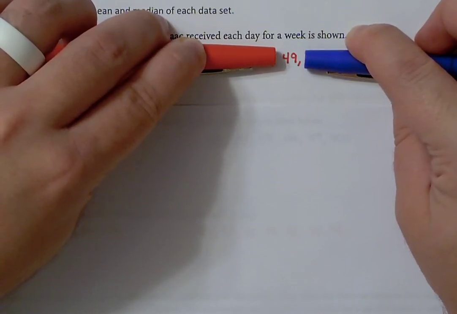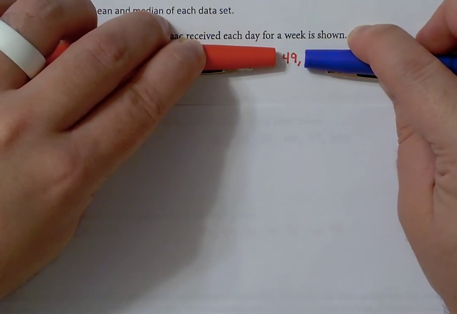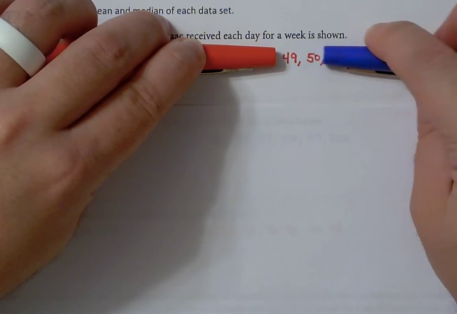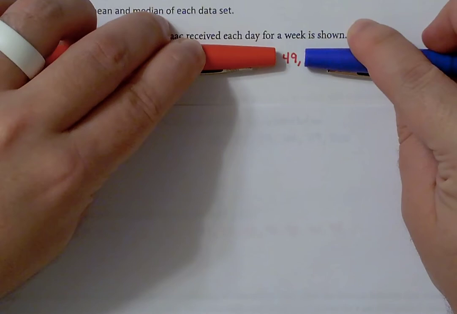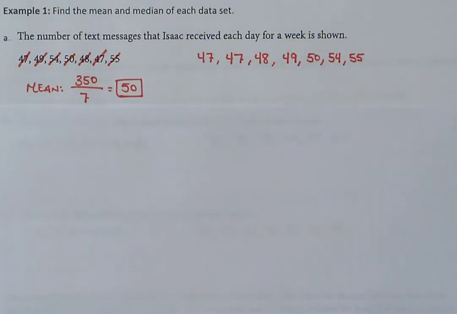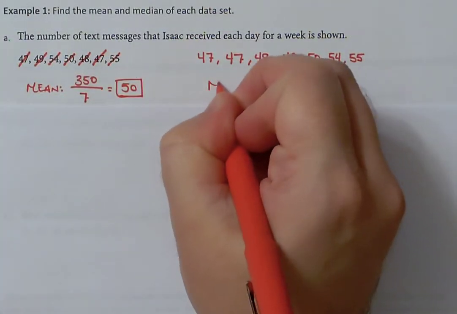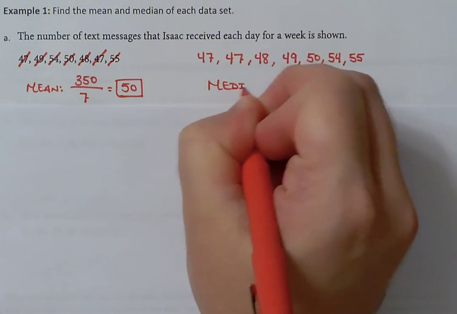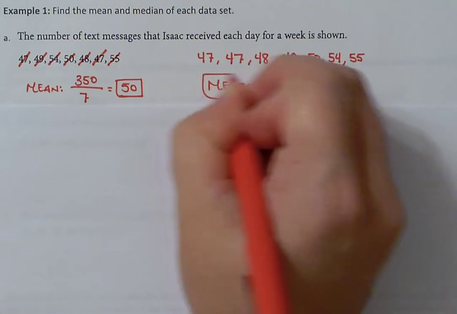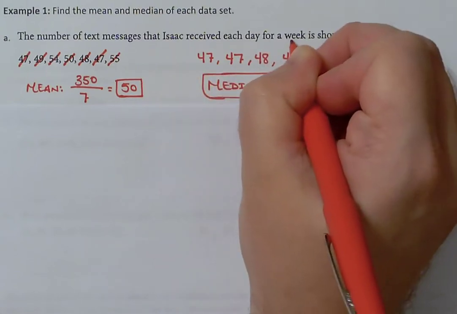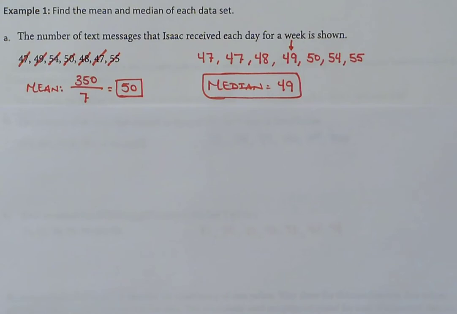So in this case, our median is 49, and then I'll talk here shortly about how you find your median if it ends up being between two numbers like that. But in this case, our median is 49, and that is our answer. And that is how we're going to go through and find the mean and median of a data set.